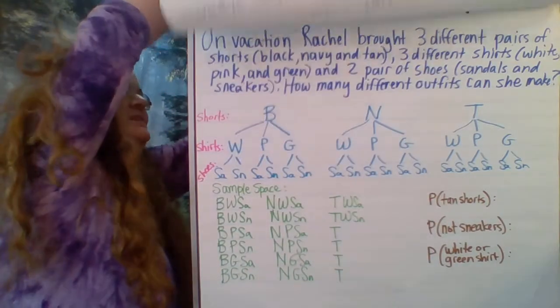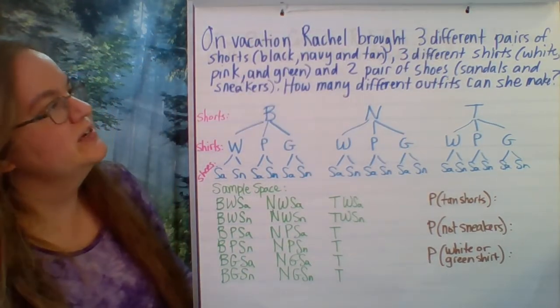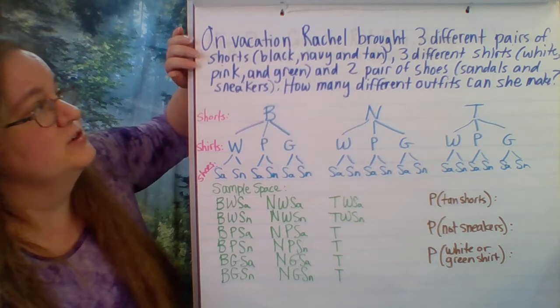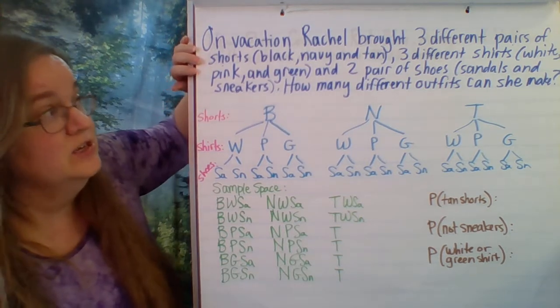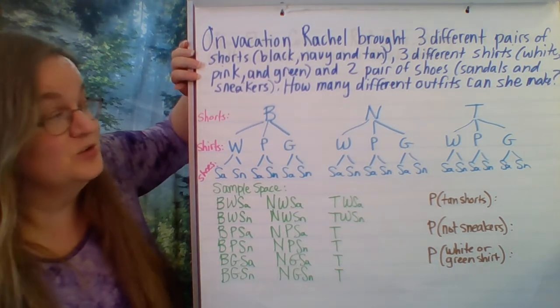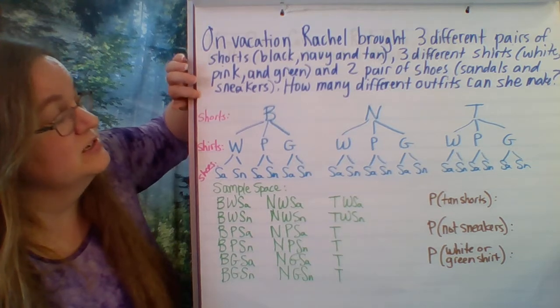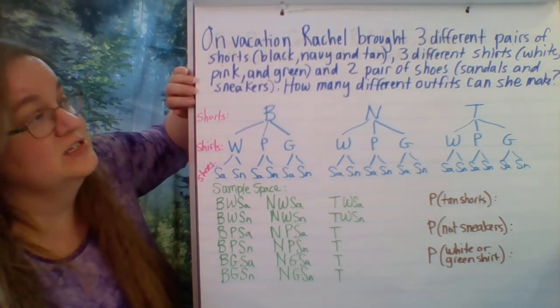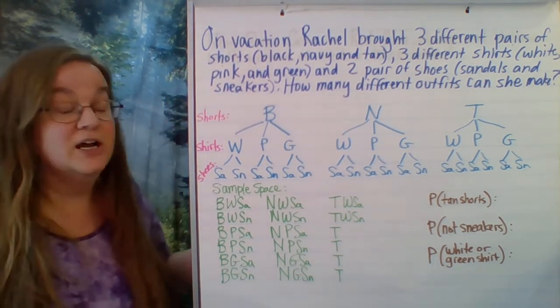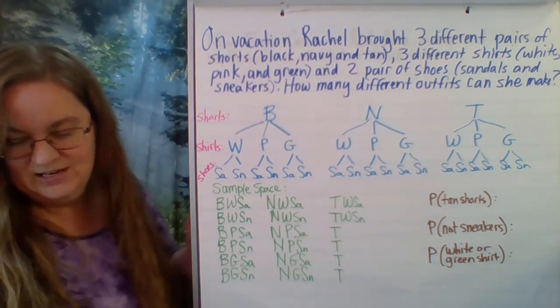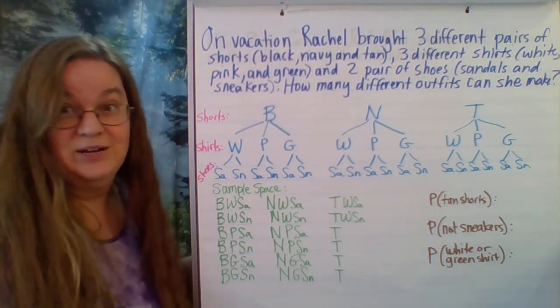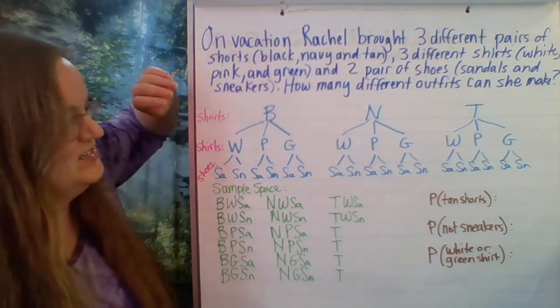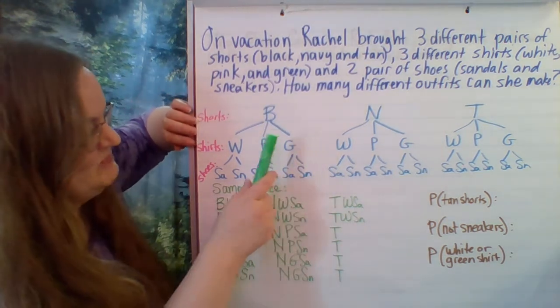So let's look at another example. Okay, so on vacation, Rachel brought 3 different pairs of shorts, black, navy, and tan, 3 different shirts, white, pink, and green, and 2 pairs of shoes, sandals and sneakers. How many different outfits can she make? So I could represent this in a tree diagram, and I did start that whole process here because it would take a while to write out.